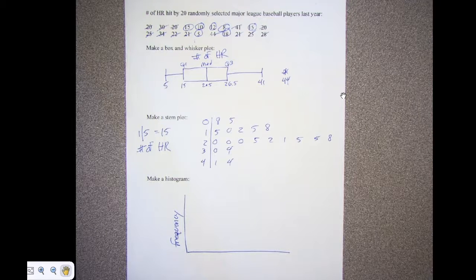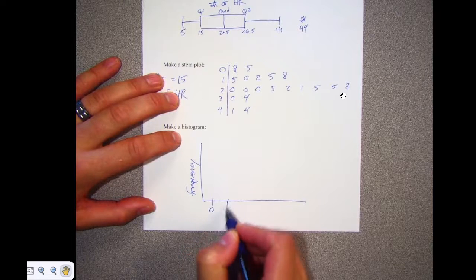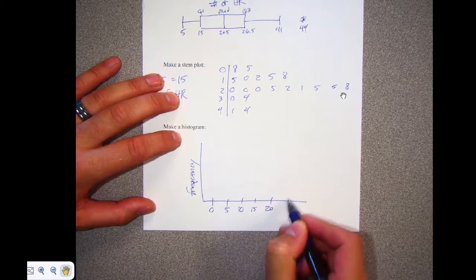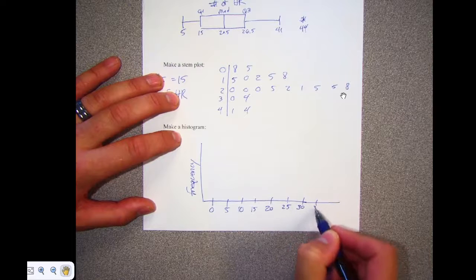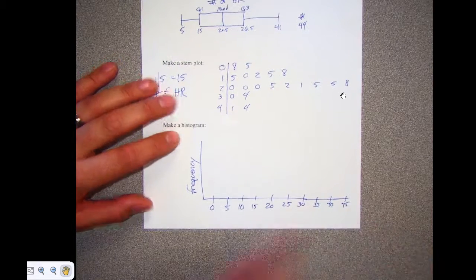Just don't make it like 1 or 2 huge bins, because then you won't be able to tell what's going on. And don't make super tiny bins, because then it just becomes tedious and a pain. So you want to find something in the middle. So I'm going to go by 5s. So I'm going to go 0, 5, 10, 15, 20.